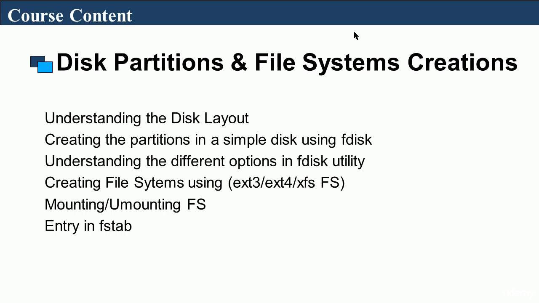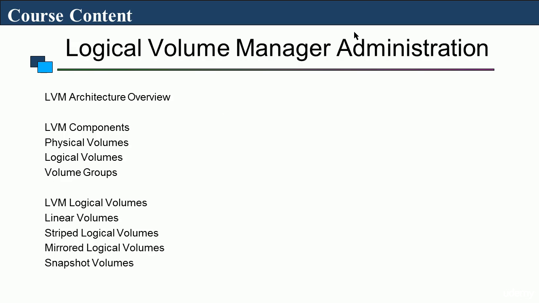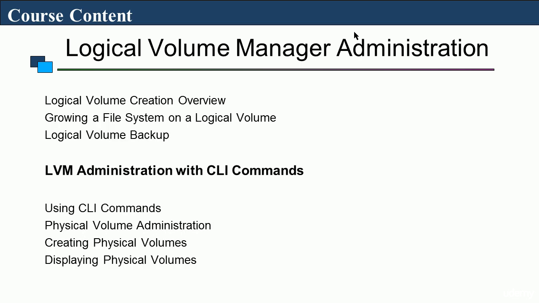In the next section, we have discussed disk partitioning and file system creation: understanding the disk layout, creating the partition, creating file systems using ext3, ext4, XFS, mounting, unmounting, and entries in fstab. And the most important section of this course module is logical volume manager administration: LVM architecture overview, components, physical volumes, logical volumes, volume groups, types of logical volumes (linear, striping, mirror), and we have 3-4 labs on LVM in this course module. After going through the labs of this Linux LVM administration, you can understand the logical volume manager.